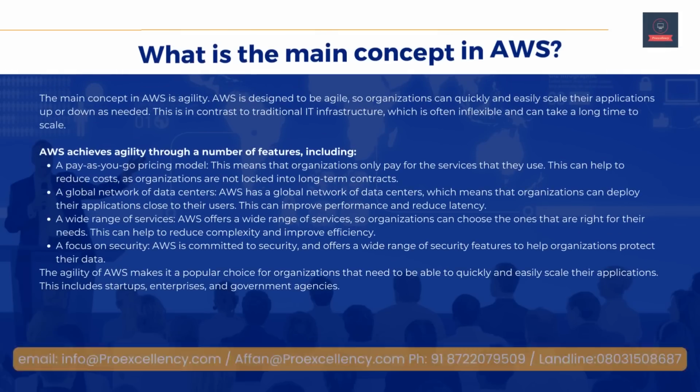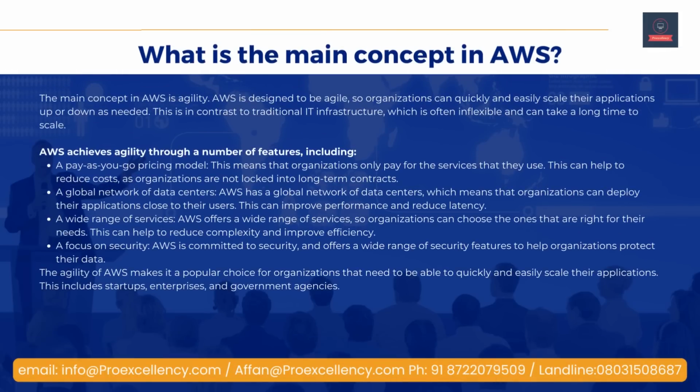What is the main concept in AWS? The main concept in AWS is agility. AWS is designed to be agile, so organizations can quickly and easily scale their applications up or down as needed. This is in contrast to traditional IT infrastructure, which is often inflexible and can take a long time to scale.